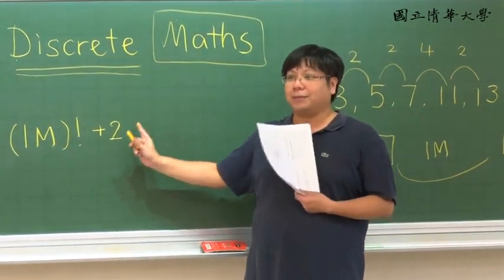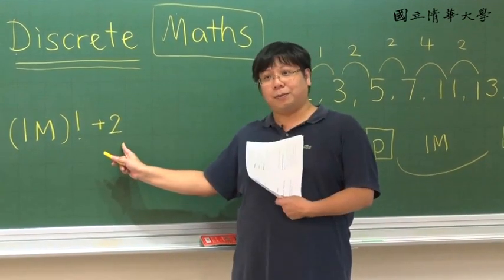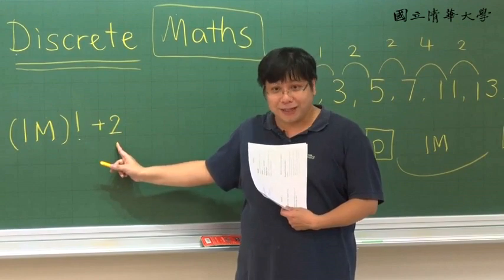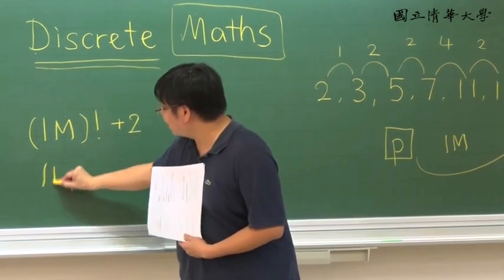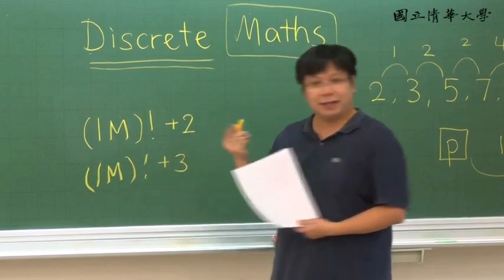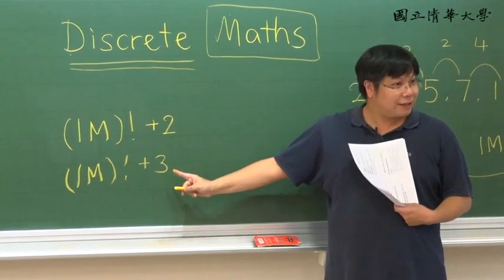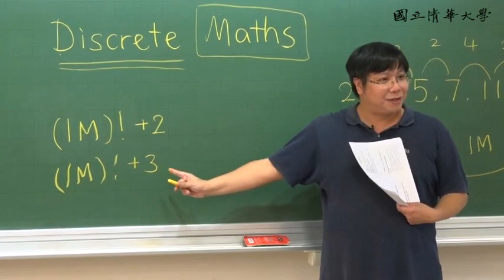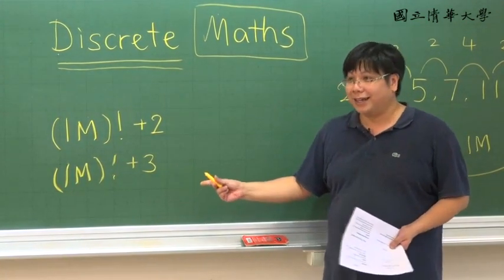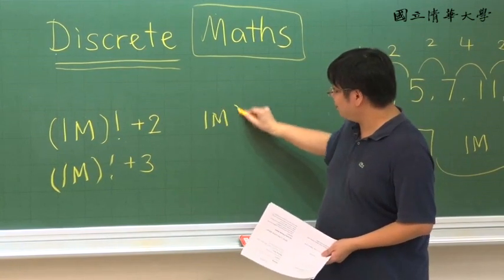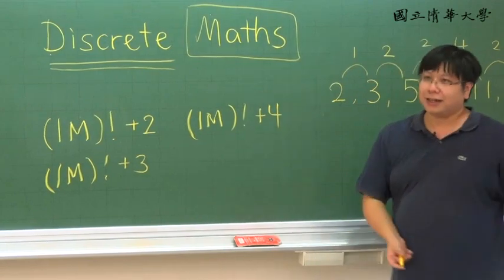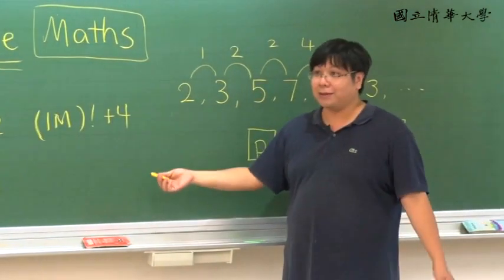this cannot be a prime. The reason is it can be divisible by 2. Right? Okay, so let's look at another number, 1 million factorial plus 3. Yeah, this cannot be a prime because it can be divided by 3 properly. So you will see the trend. If I add 4 to it, it is still not a prime.